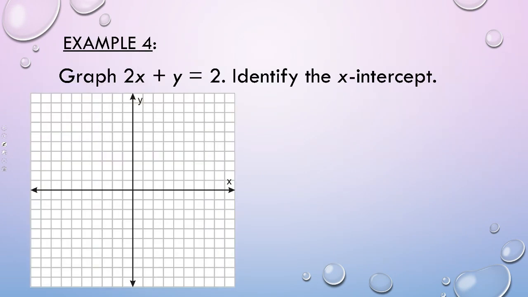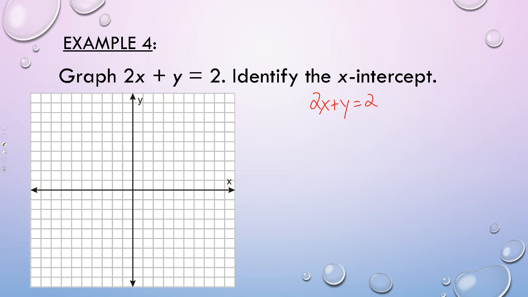Let's graph this now, okay? It's very important that you're able to graph by hand. Yes, do we have the luxury of having Desmos? Sure, but you need to be able to graph this by hand. So you have 2x + y = 2, and we want to graph it using slope-intercept form.